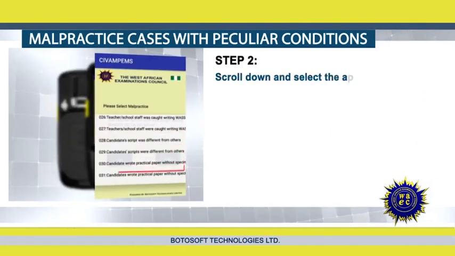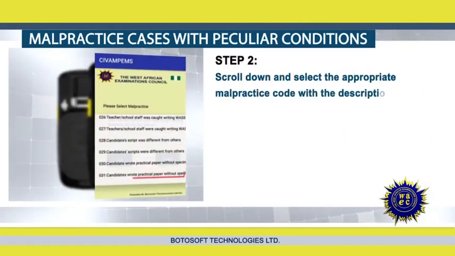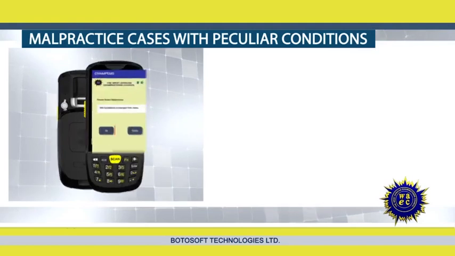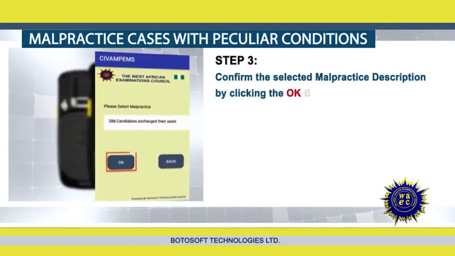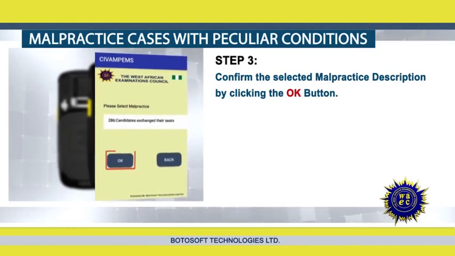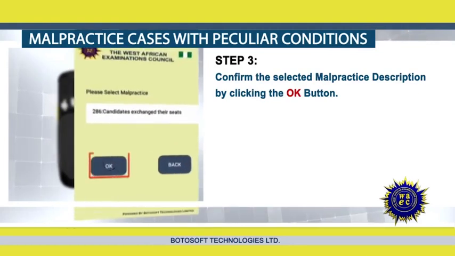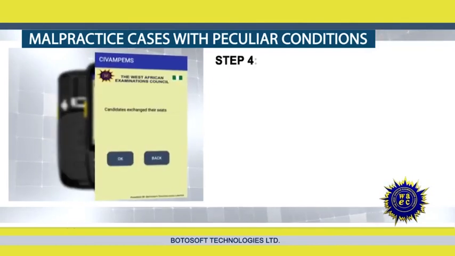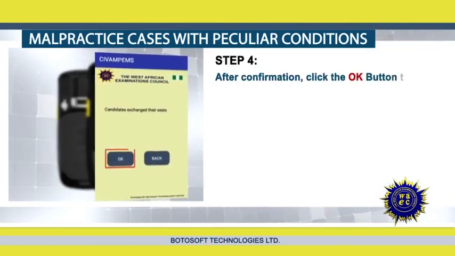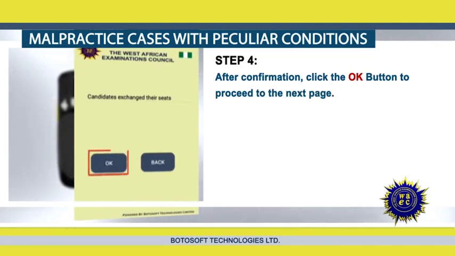Step 2. Scroll down and select the appropriate malpractice code with the description. Step 3. Confirm the selected malpractice description by clicking the OK button. Step 4. After confirmation, click the OK button to proceed to the next page.